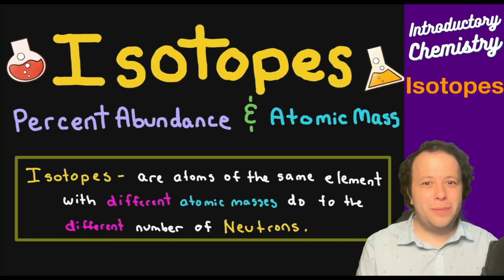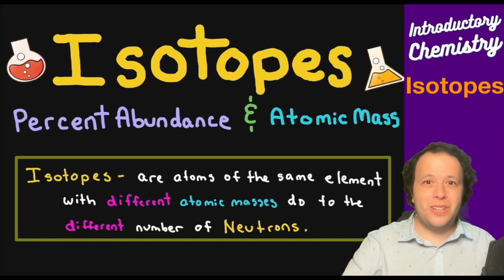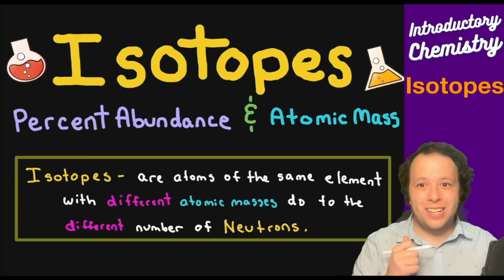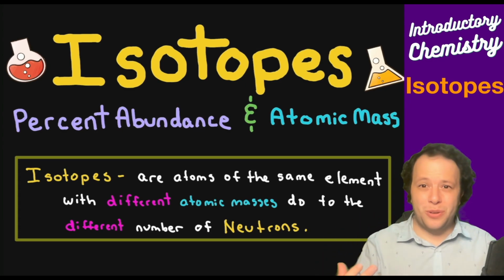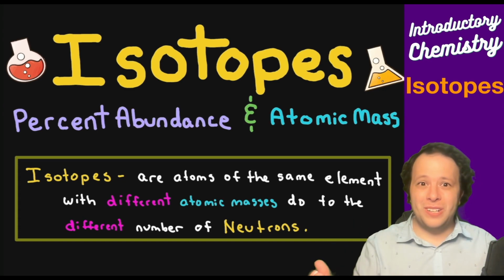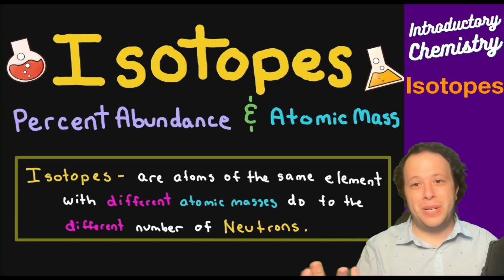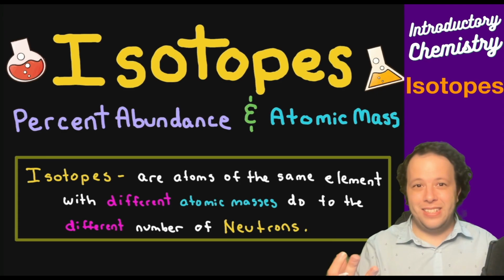And today we're going to be looking at isotopes. More specifically, we're going to learn how to write isotopes and how to solve percent abundance and atomic mass problems, which you will most likely see in your first semester of general chemistry as a homework problem or as an exam problem. So we definitely want to make sure we master that to get all the points that we can to pass chemistry. Now, what exactly is an isotope?